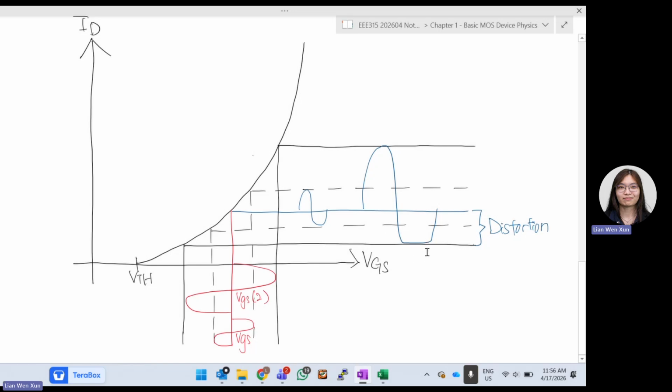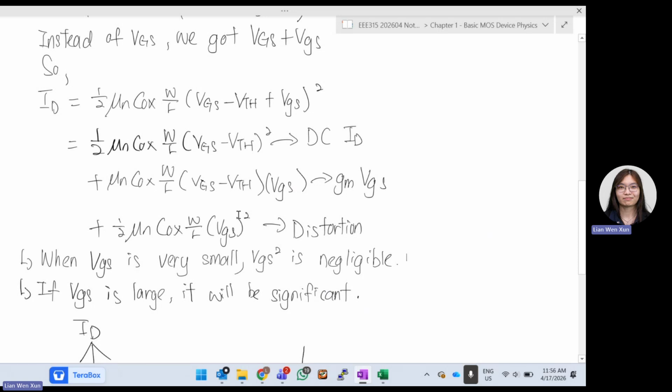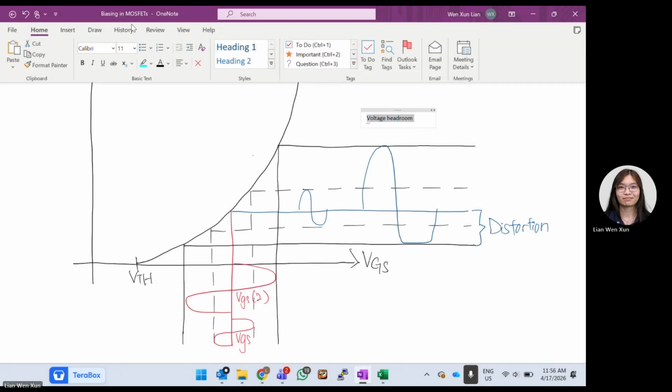So this is what we call the distortion. Because it is limited already, the VGS is so big that it started to have distortion. This VGS is too big, so it started to have distortion. We only got our upper signal correct, our bottom signal is being cut. The other term is what we call the voltage headroom. Voltage headroom means how much it can swing up and down.